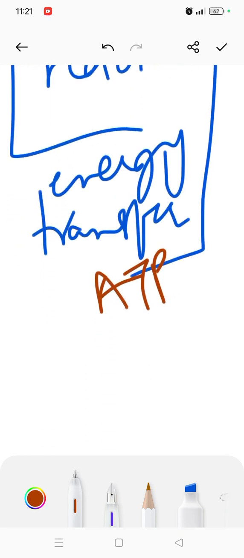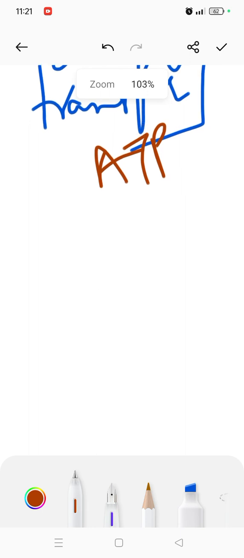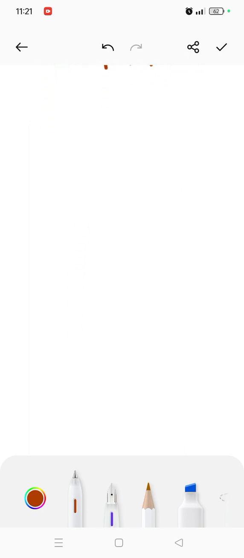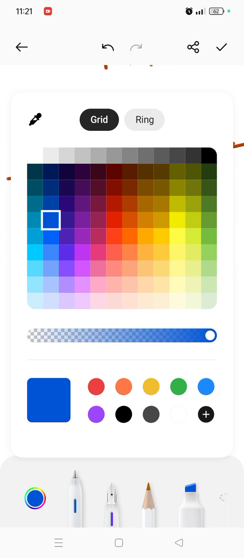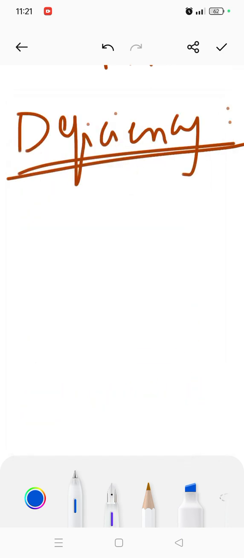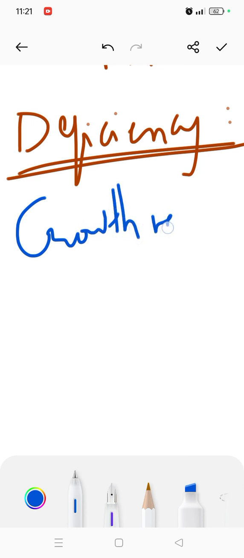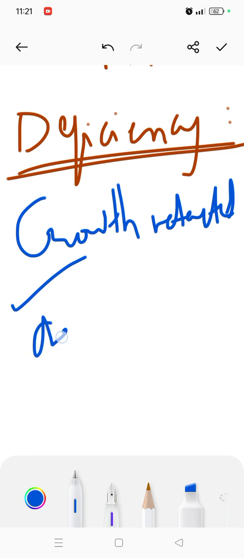Now let's move towards the deficiency. This means lack of something. Deficiency. So let's start with the first one. You will see that growth is retarded. Growth retarded, that means the plant is no longer growing. Secondly, you will see dead, necrotic tissue.